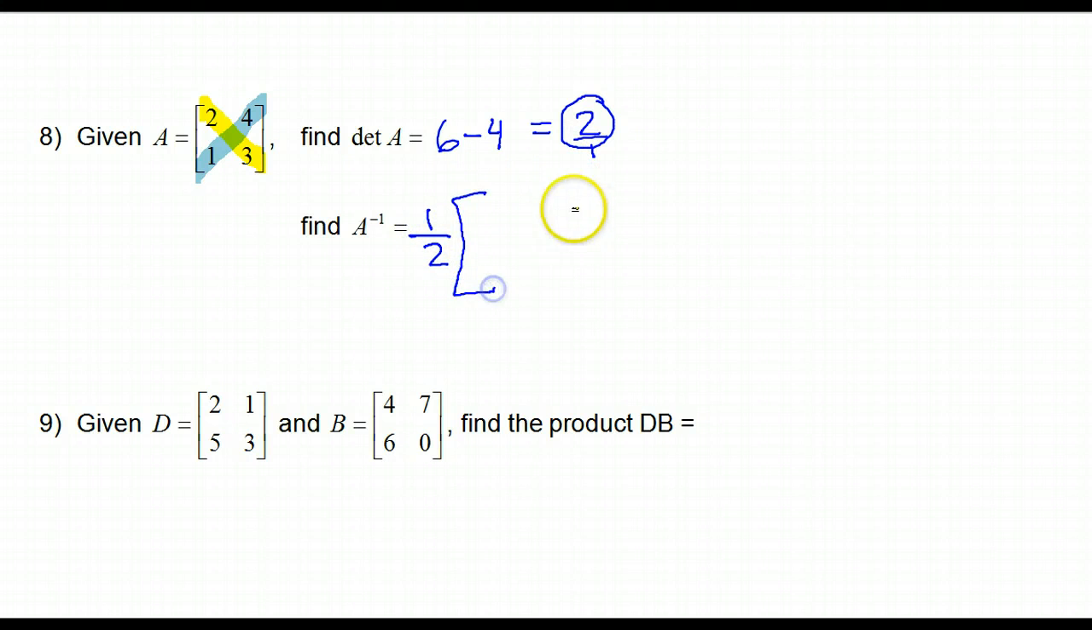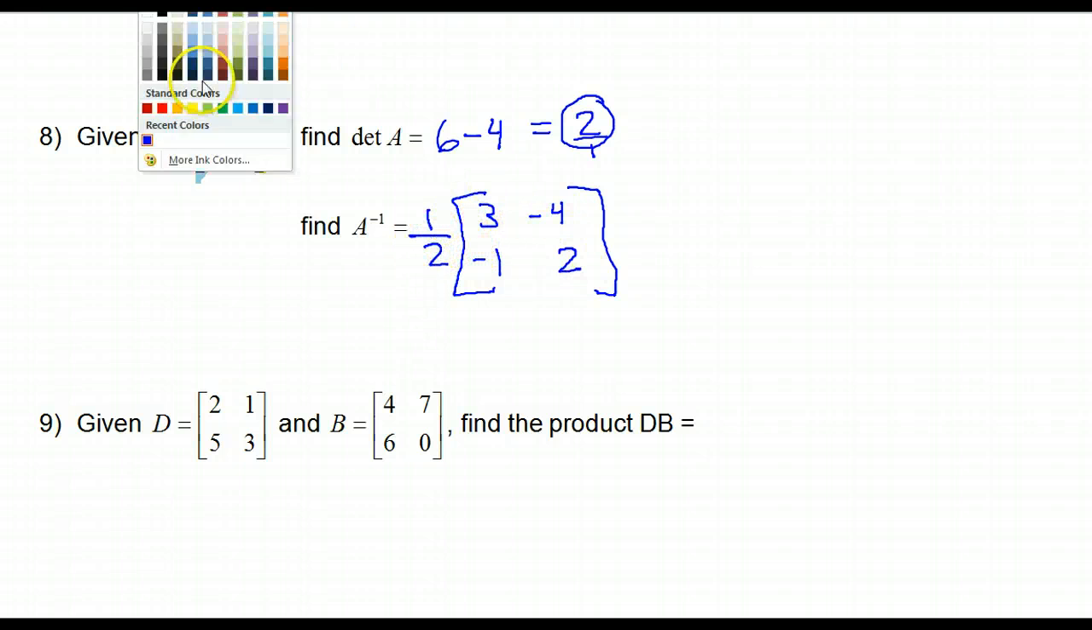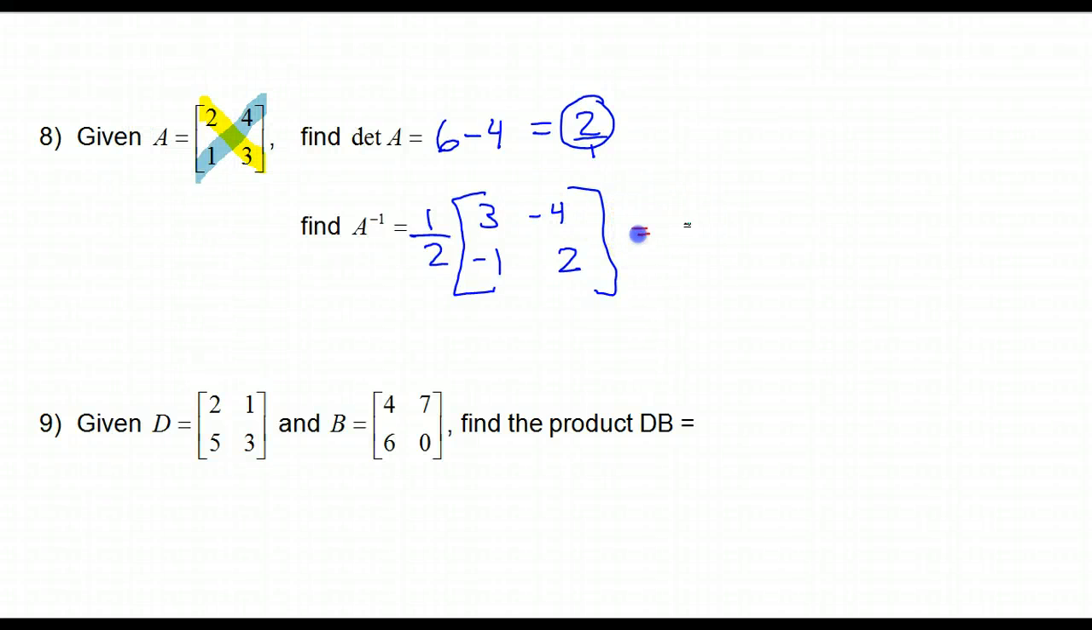Now, inside of here, I do the little pattern that we memorized. The down diagonal gets reversed, so this will be 3 and 2. The up diagonal gets negated, so this is -1 and -4. Now I'm going to take this 1/2 and multiply it by everything, and that should be the final answer. So half of 3 is just 3 over 2. Half of -4 is -2. Half of -1 is -1/2, and half of 2 is 1.